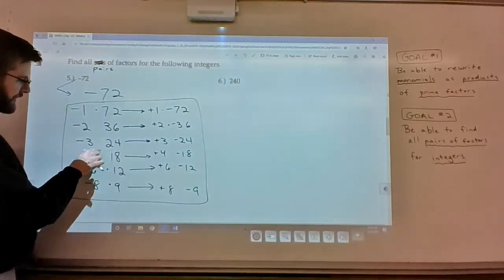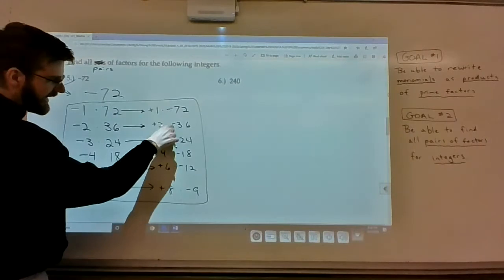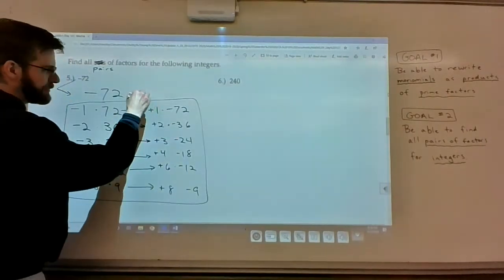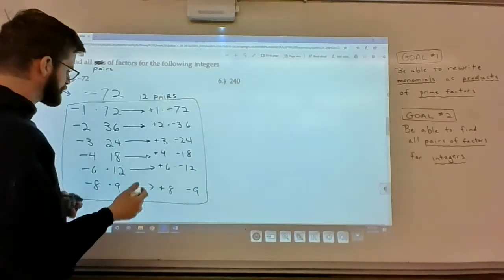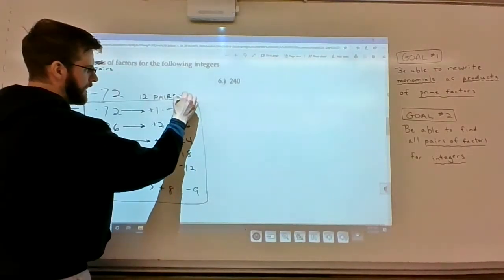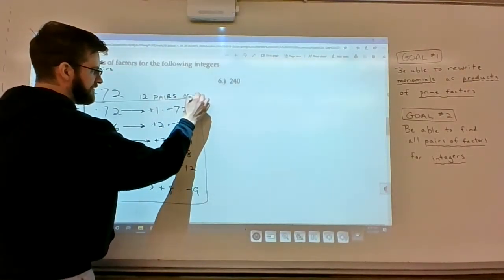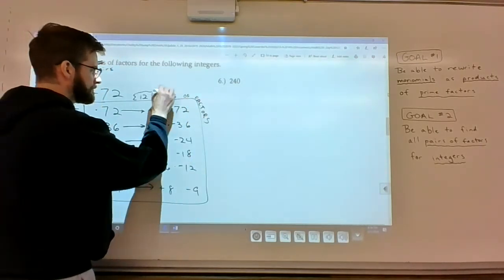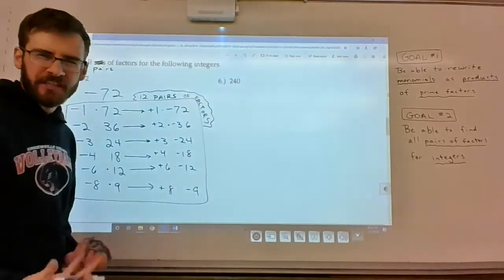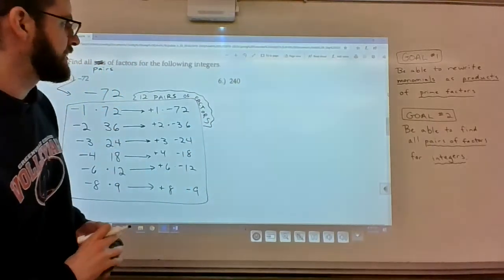So there's 1, 2, 3, 4, 5, 6, 7, 8, 9, 10, 11, 12. I'm just going to put that up here to note that there's 12 pairs of factors here. It's always good to keep a running count of that kind of thing.